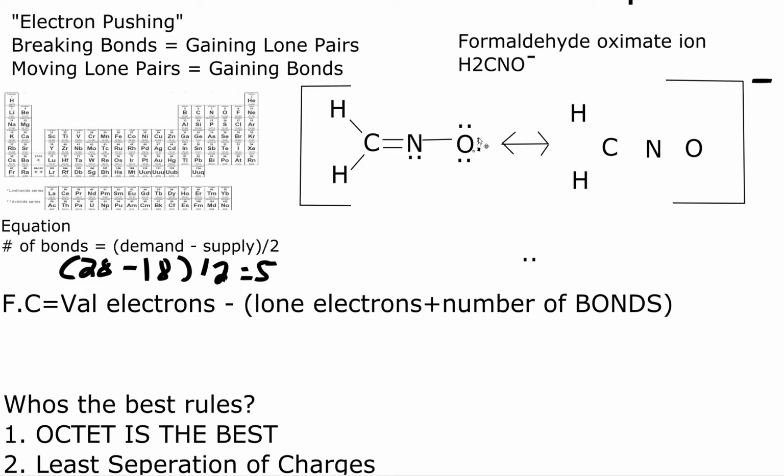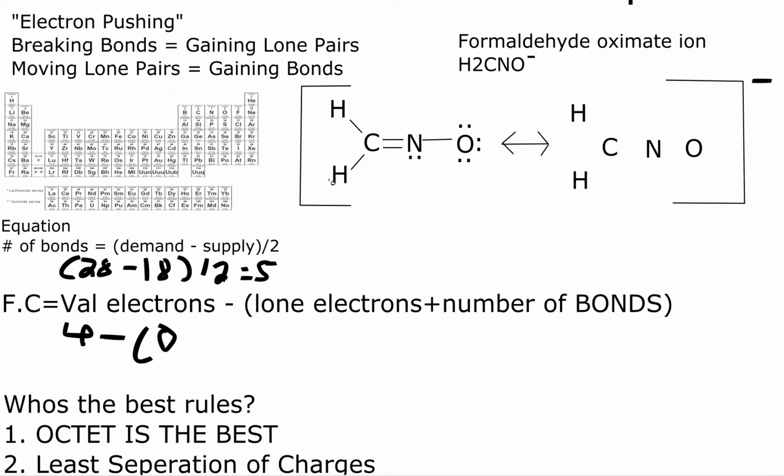There we go. Now we must find their formal charges, and we do that by using the formula: valence electrons minus (lone electrons plus number of bonds). You may use a different equation, but I like this one because it's quite quick. Carbon is found in group 14, so it's 4 valence, minus the lone electrons, which it has none, plus the number of bonds, it has 2 singles and a double, so 1 plus 1 plus 2 is 4. So 4 minus 4 is 0. So carbon does not have a charge.